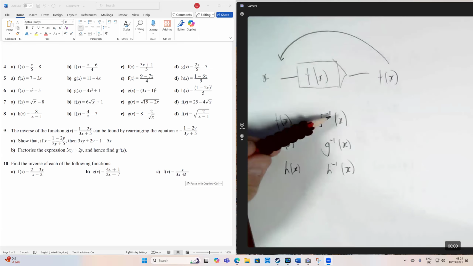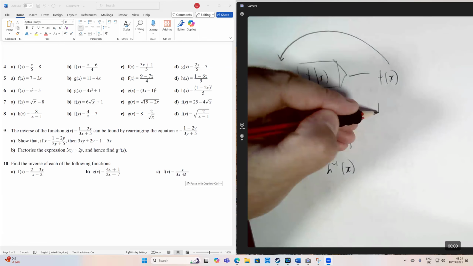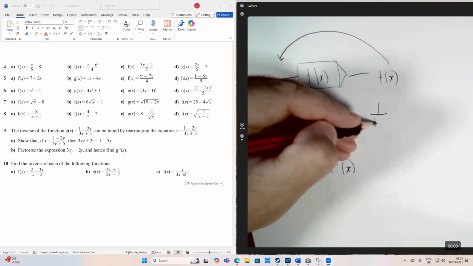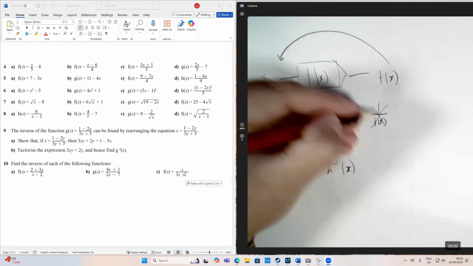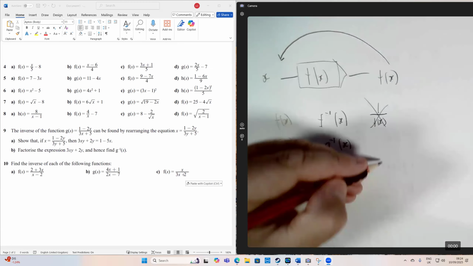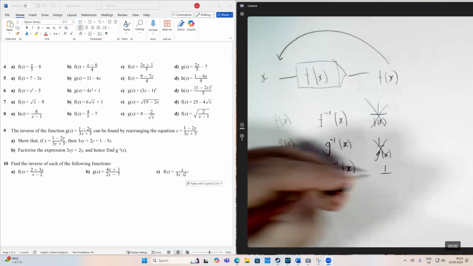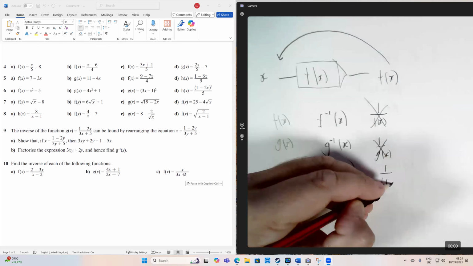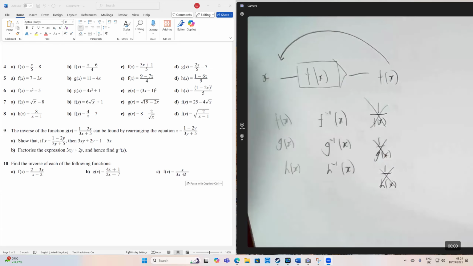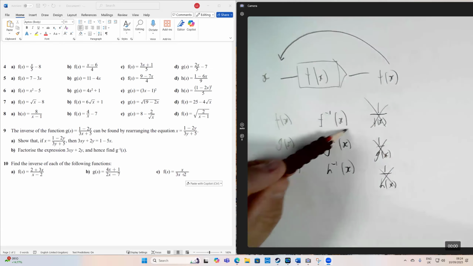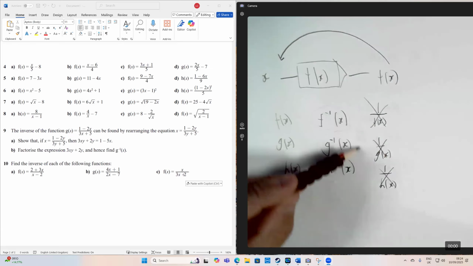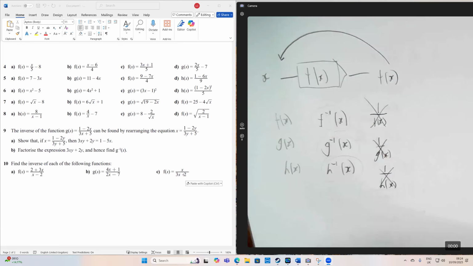Now, it should be noted, this f to the minus 1 of x does not mean 1 over f of x. That's a common misconception. This one does not mean 1 over g of x. That is a common misconception. This does not mean 1 over h of x. It's a notation specifically meaning the inverse.